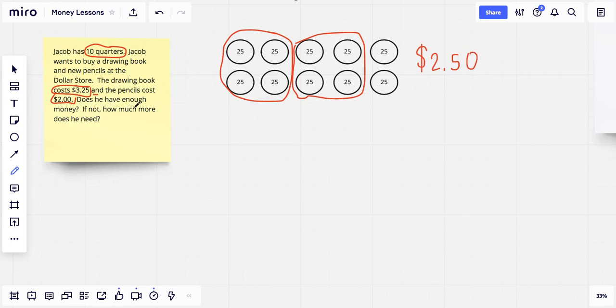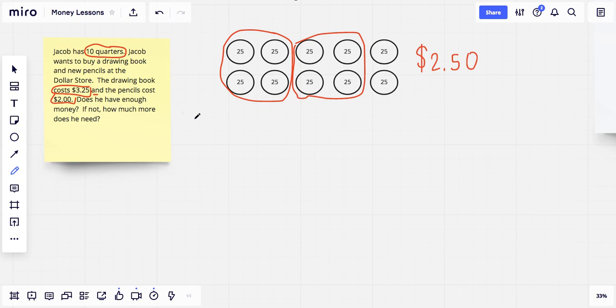Does he have enough money? Well, looking at the problem, I already know the answer. I know it's no, because the drawing book is already $3.25. And then I also have to add on the pencils, which are $2. So I already know, no, Jacob doesn't have enough money. But let's just see how much he needs.